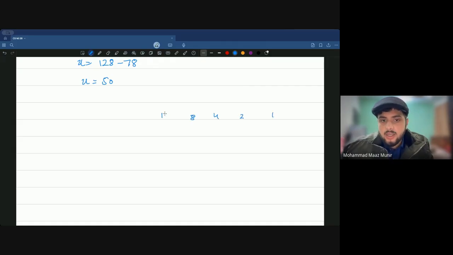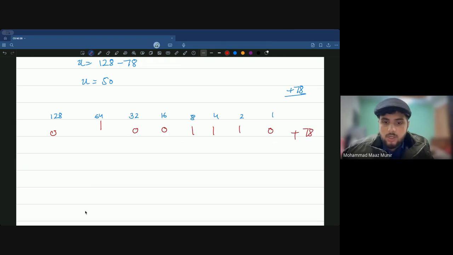1 2 4 8 16 32 64 and 128, because I'm writing originally for positive 78, right? So positive 78 would be what? 0 and 64 plus 14, right? So 14 is 8 plus 4 plus 2. This is basically of positive 78.